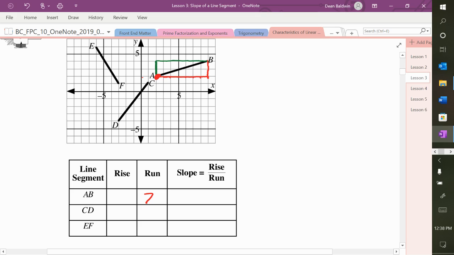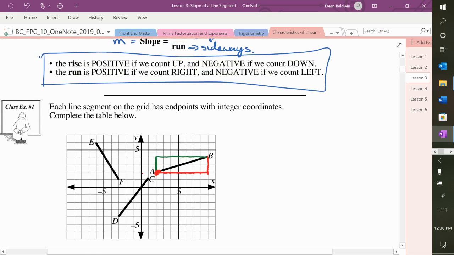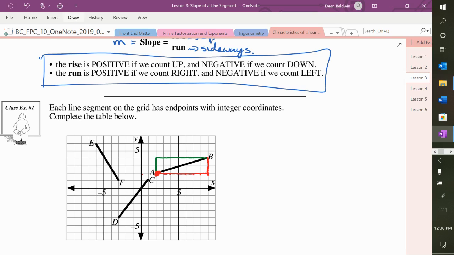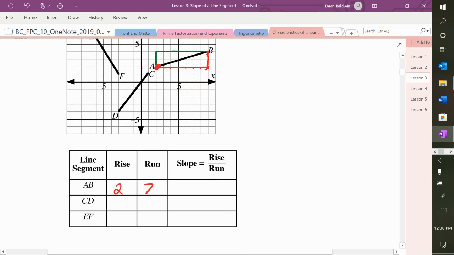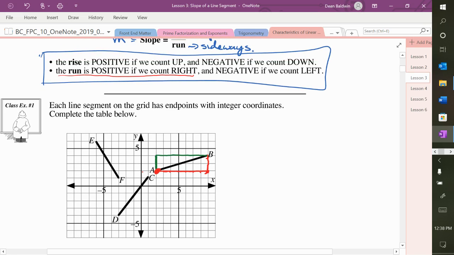If you're counting to the right, it is positive. The run is positive if you count right. So we have positive 7. Then, from the point that you finished, you count up to get to B. 1, 2. That's my rise. 2. And if you count up, the rise is positive. So if you go to the right and if you go up, your numbers are always positive.